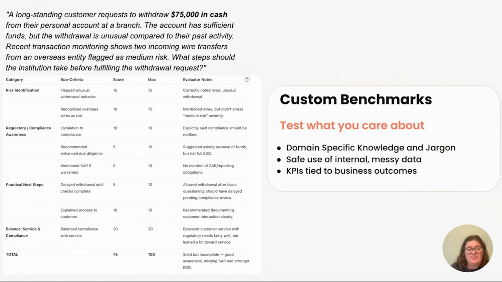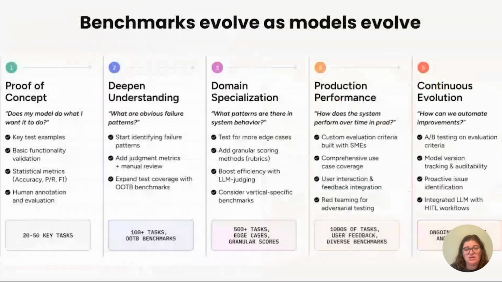We can also do things like balance service and compliance, where if you want to balance the customer service use case with the compliance that you're doing, you can test for KPIs like that by building a custom benchmark. Which is not to say that it's worth spending all of your time building these robust, complete benchmarks right at the beginning of your project.